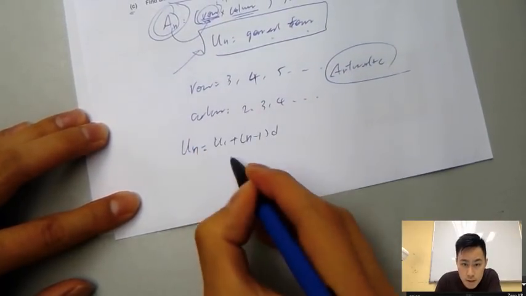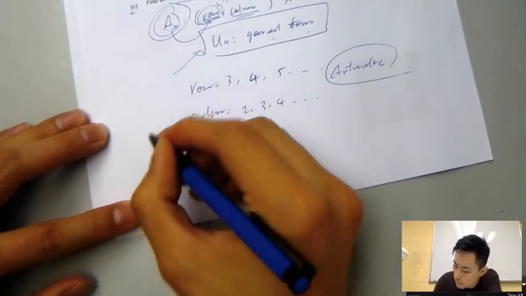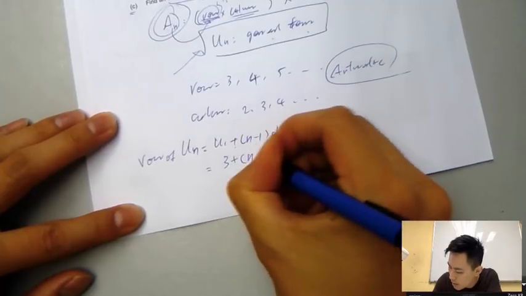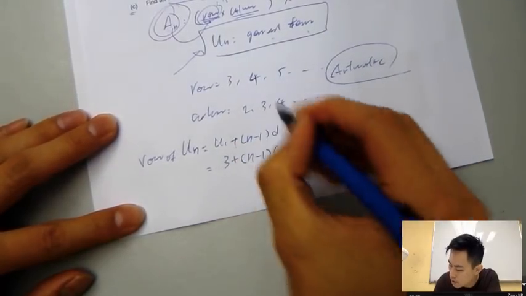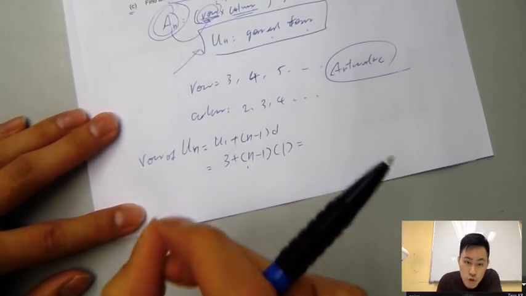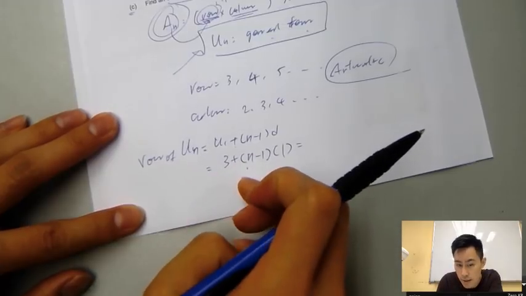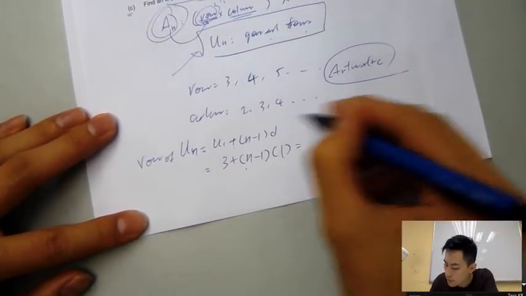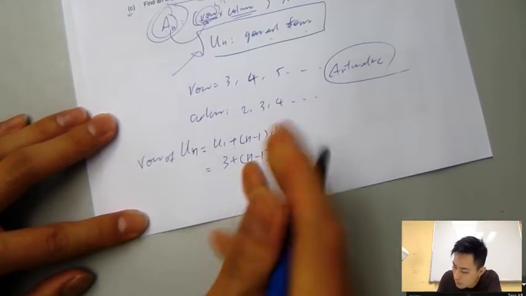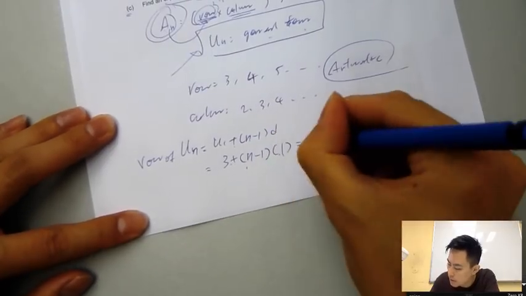So U1 is the first term, right? So let us find out the general term for row. Then it's just 3 plus n minus 1 times d. So d is just 1. Okay, so don't plug in any number for n, yeah, because you want to find a general term. Whenever you're asked to find a general term, always keep n as unknown, right? So if you sub in a number, then you will be finding out the specific term. Let's say if you sub in 1, then you'll be finding the first term, right? Okay, that's not what you want. So 3 plus n minus 1, that will be 2 plus n.